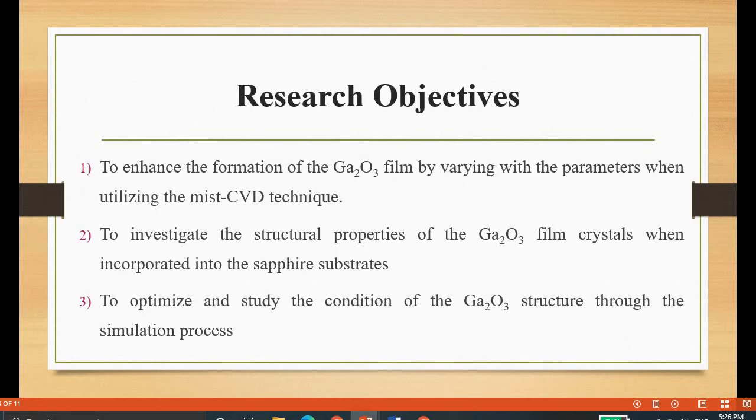There are three research objectives for me. The first one is to enhance the formation of the gallium oxide thin film by varying the parameters. The second one is to investigate the structural properties of the gallium oxide thin film crystal, as it is incorporated onto the sapphire substrates. And the third is to optimize and study the conditions of the gallium oxide thin film structure.